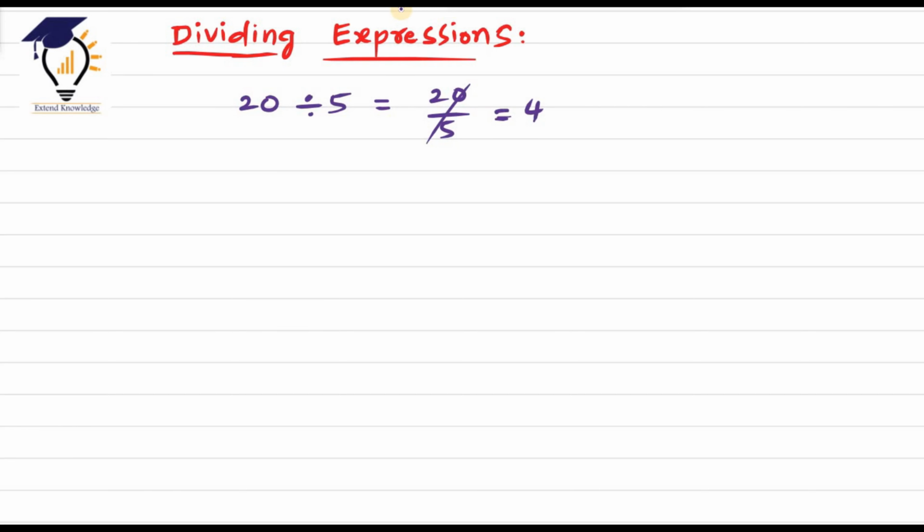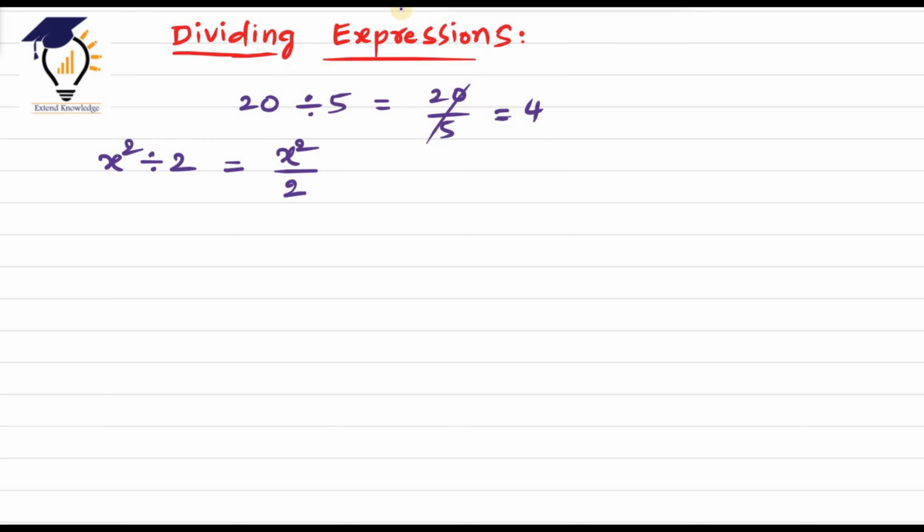Dividing integers is the same as dividing expressions also. So let's see that individual terms we have to divide with. First I'll take one example and I'll show you. If I want to divide x square with 2, so how do I do that? So I can directly write it as x square over 2.